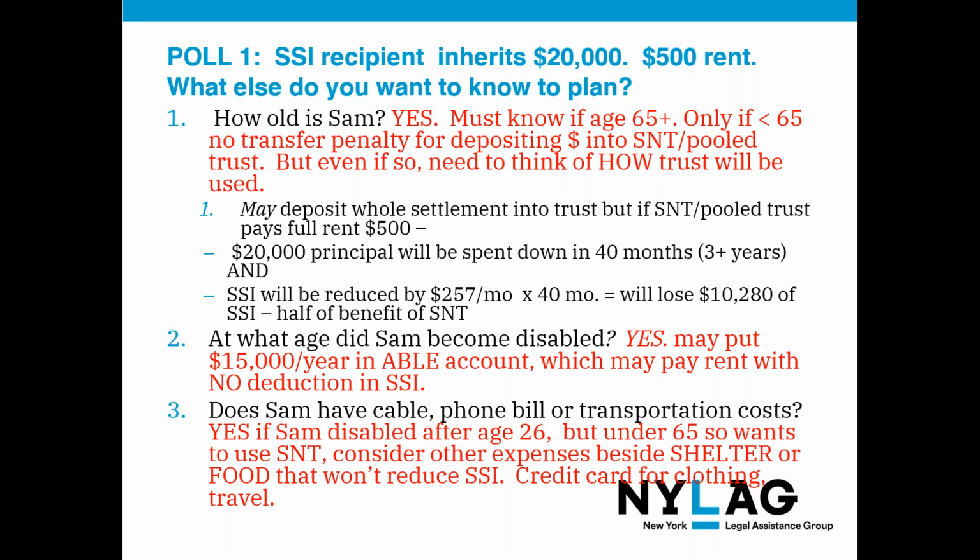And then you want to look at, are there better expenses that the trust could pay that wouldn't reduce SSI? Cable, phone bill, transportation costs. Person could buy a monthly transit card in New York. Maybe Lyft has prepaid cards, or Uber. But you can get creative on those things. Again, shelter and food, and those slides are in the beginning of this slide deck, would count against, those would reduce SSI.